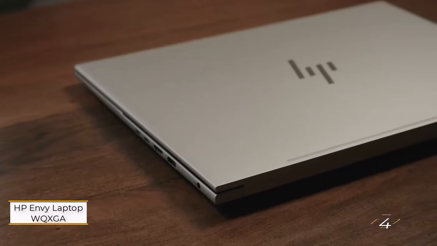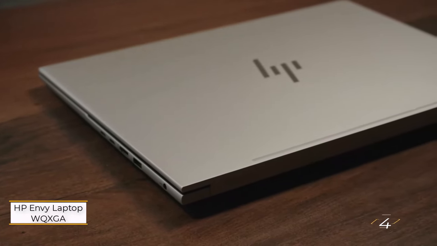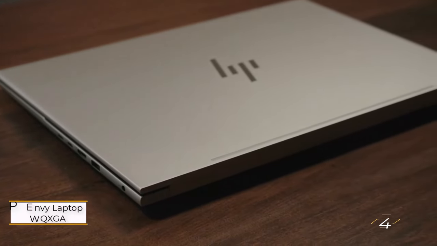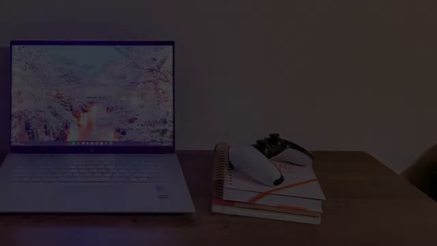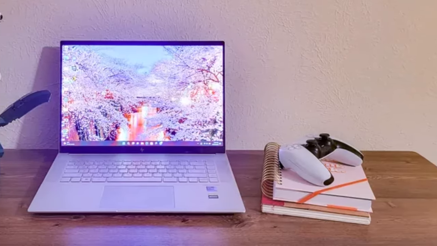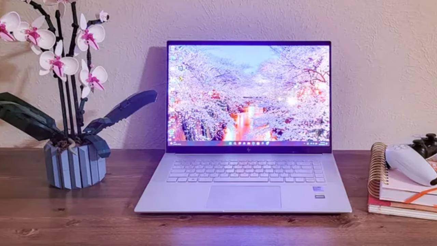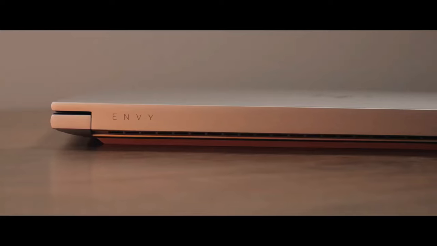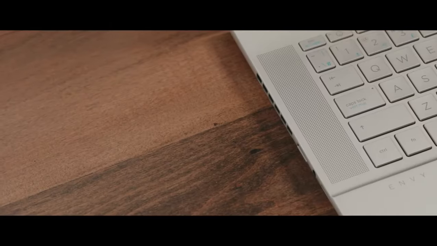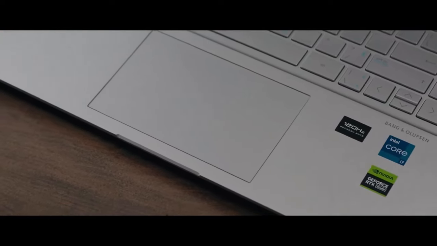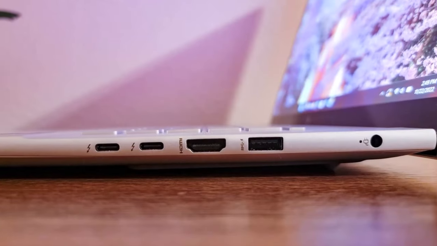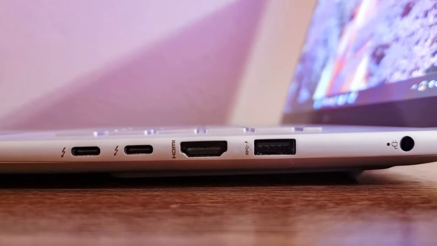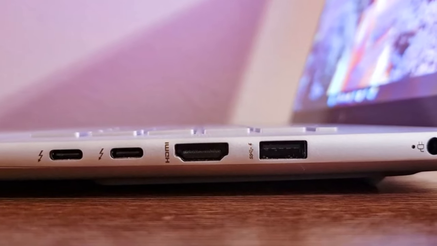Number 4. HP Envy Laptop WQXGA. The HP Envy laptop emerges as the best mid-range laptop tailored specifically for stock traders, delivering a blend of top-notch performance and versatility to meet the demands of modern trading environments. Boasting a generous 16-inch touchscreen display, traders can effortlessly navigate through intricate charts and extensive data sets, enhancing productivity and efficiency in their trading activities.